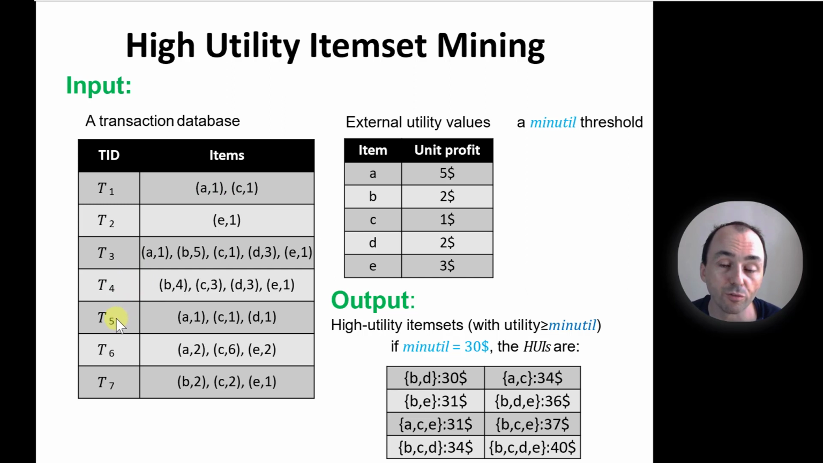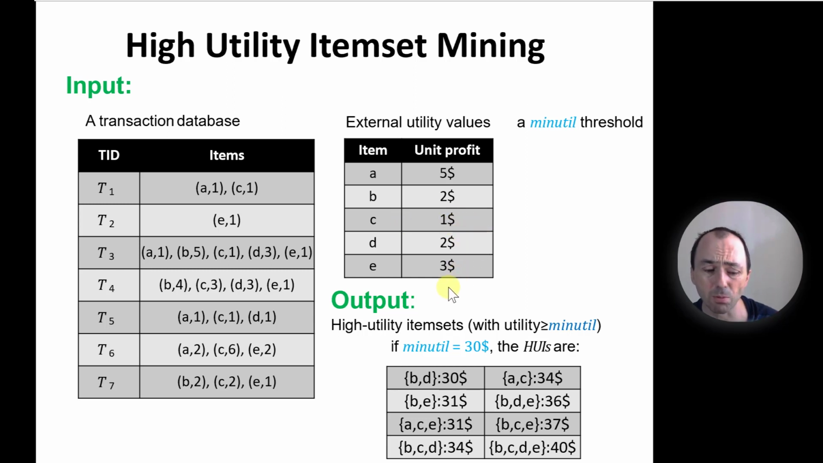So for example, if you look at T5, T6, okay, we have A2, 2 apples, 6 cakes, 2 eggs, and so on. So this is some additional information. And then we also have another table called external utility, which means the unit profit of the item. If you sell 1 apple, how much profit do you earn, okay? So 1 apple is $5, 1 bread, $2 profit, 1 cake, $1 profit, and so on.